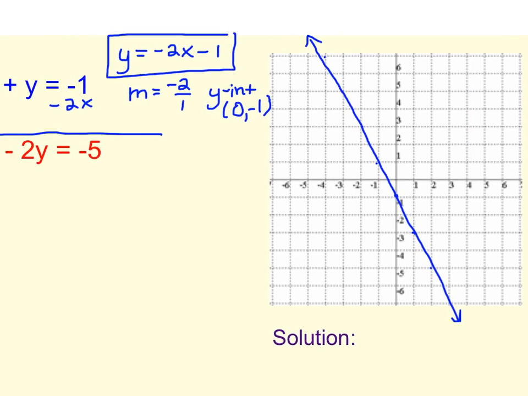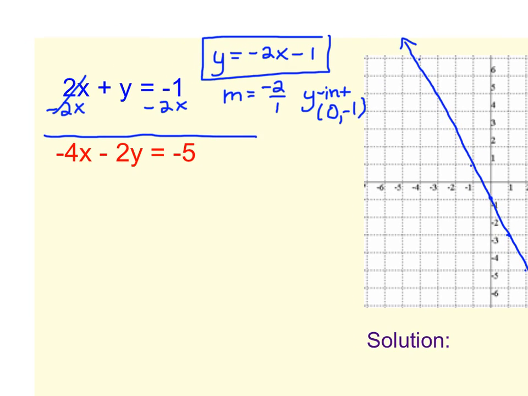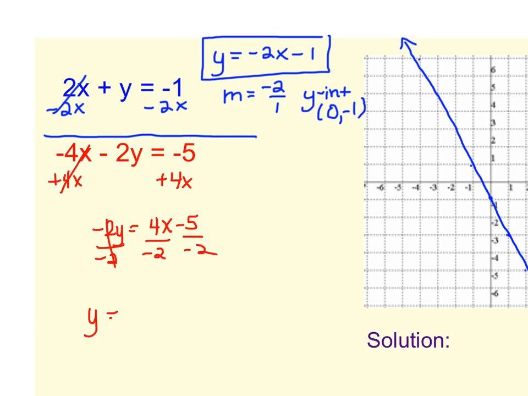Next we have negative 4x plus 2y equals negative 5. It's not in slope-intercept form, so we don't know how to graph it until we get that y alone. So we're going to add 4x to both sides. 2y equals 4x minus 5. Divide by 2. All right, so we have y equals 4 divided by 2 is 2x. And then a negative 5 over 2 is negative 5 over 2.